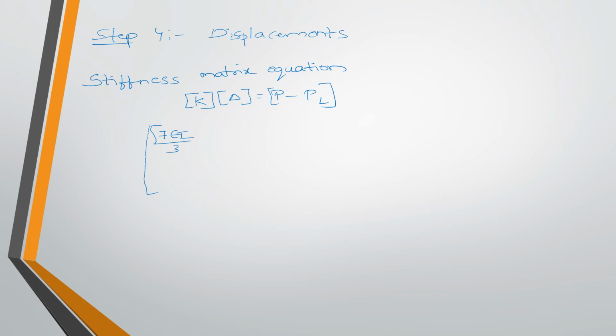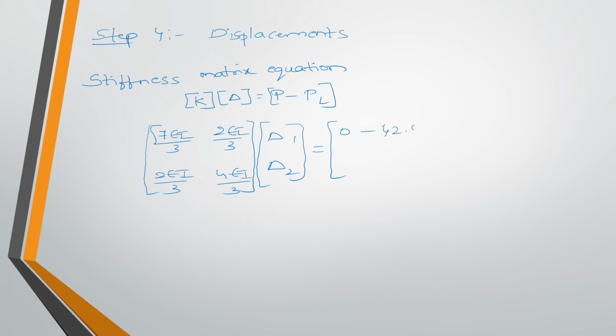This is 7EI by 3 and the matrix is 2EI by 3, and here also 2EI by 3, and here this is 4EI by 3. And the displacements are delta 1 and delta 2. And the final forces are 0 minus P1L, which is 42.5, and here P2L is 37.5.